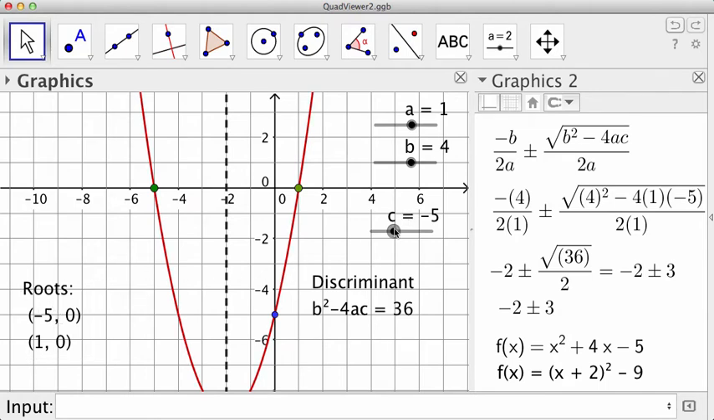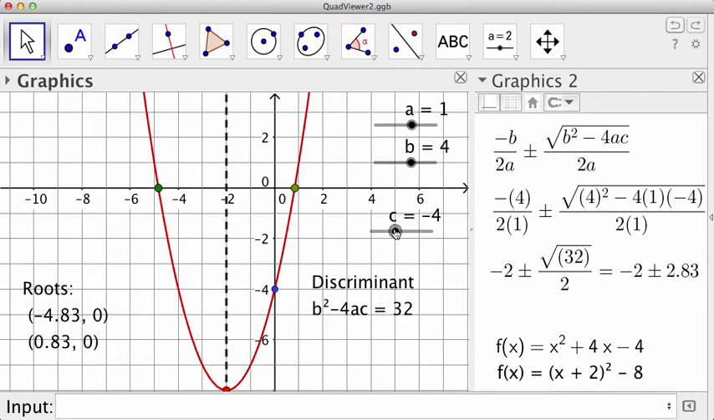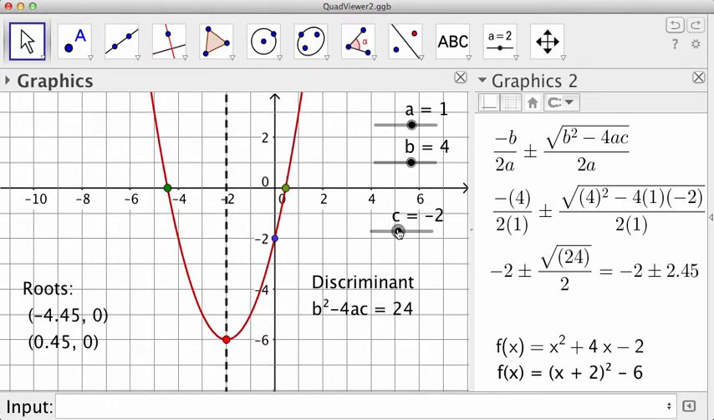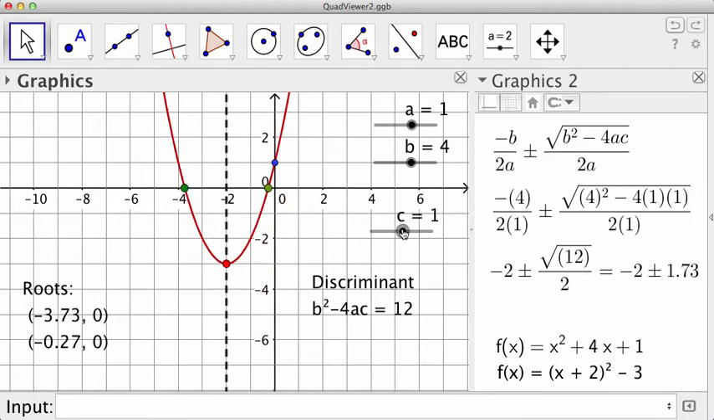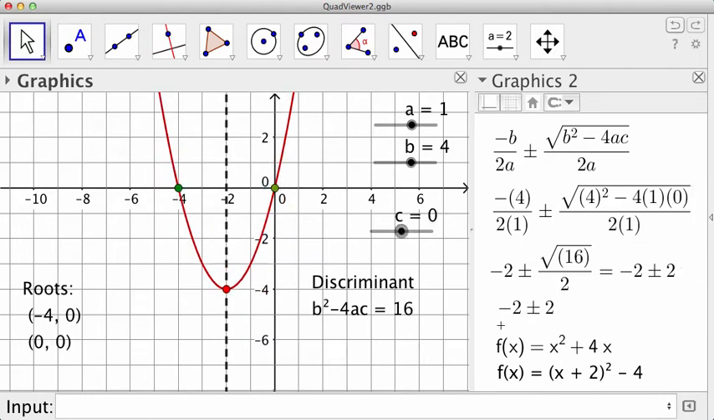Okay, notice what happens as I start to change the value of c. As this vertex starts to slide up toward the x-axis. So you'll notice a couple things. First of all, the equation changed, and we now have x squared plus 4x, the vertex form, x plus 2 squared minus 4, because our vertex is now at negative 2, negative 4.